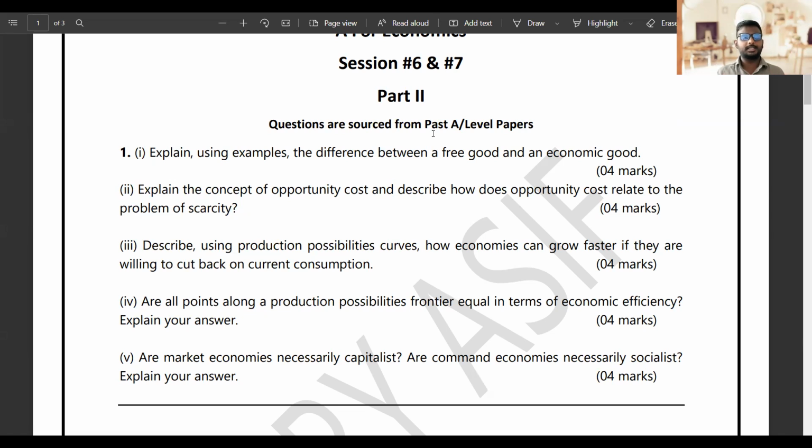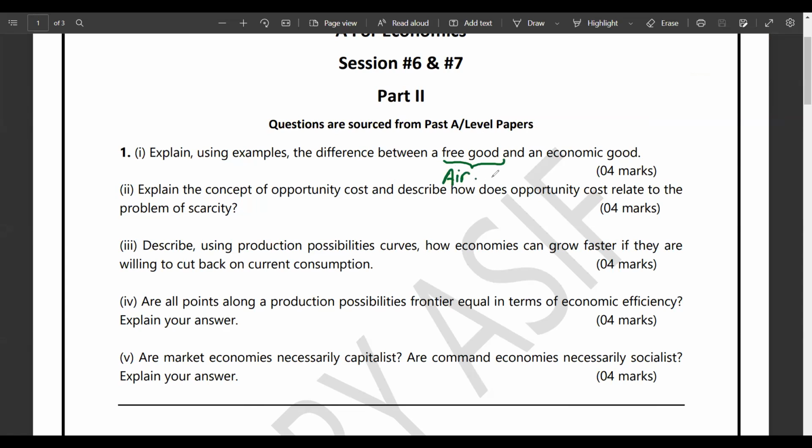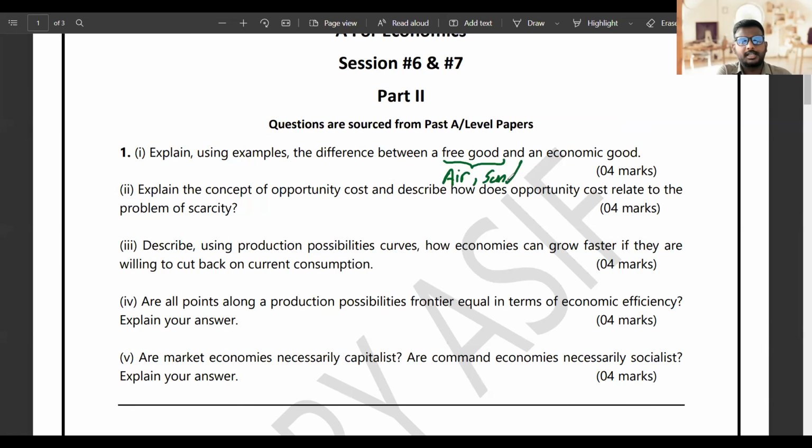So for free good, what are the examples you'll give? Right, and rivalry in consumption also, I missed that. For free good, there's no rivalry. For economic good, there is. For free good, give me 2 examples. The most we use: air and sunlight. Someone has unmuted themselves, so you're muted unless you're asking a question or something. For economic good, give me 2 examples.